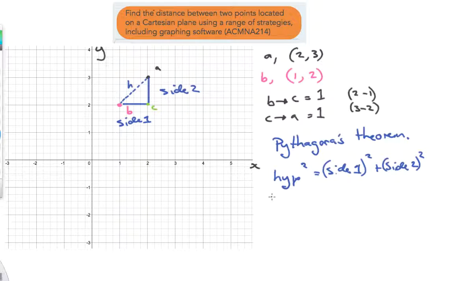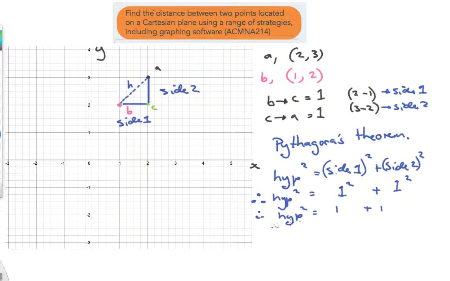Okay, which means that, therefore, I can use the therefore sign, hypotenuse squared equals, well, side 1, well, that's just B to C, isn't it? So we'll call that. And this one's side 2. So that means side 1 squared is just 1 squared plus side 2 squared, 1 squared. Therefore, hypotenuse squared equals 1 plus 1. Hypotenuse squared equals 2.